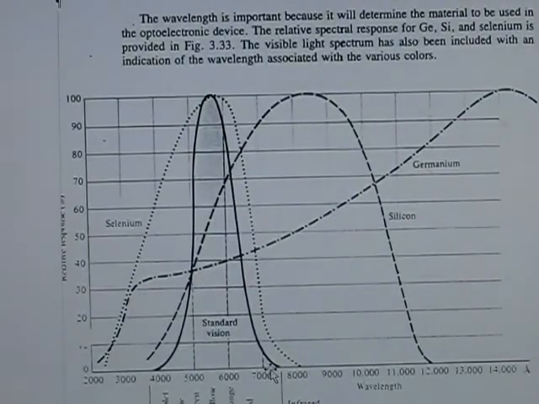So at 7,000 angstroms here, that would be 700 nanometers, which would represent red. So silicon has its advantages for near infrared, and that's typically used in multi-mode cable. And then germanium has its advantages out here, where we're dealing with single mode emitters. Now, these are usually LEDs, and these are lasers.